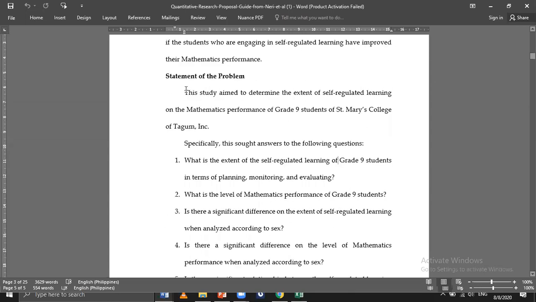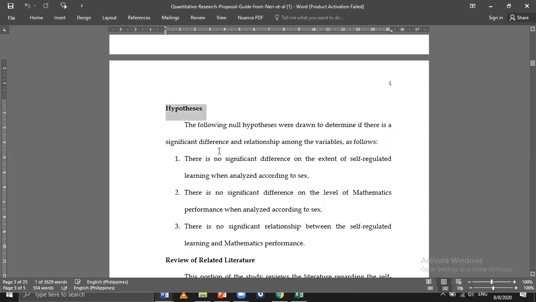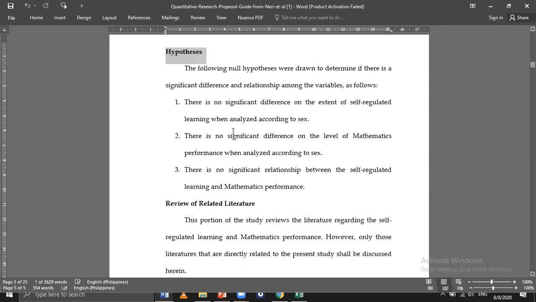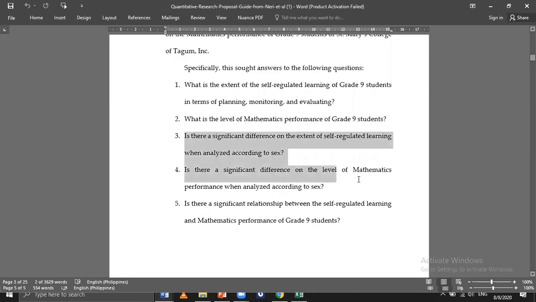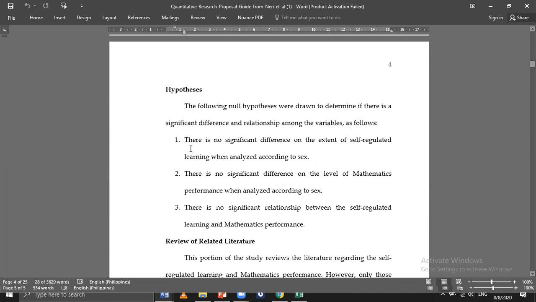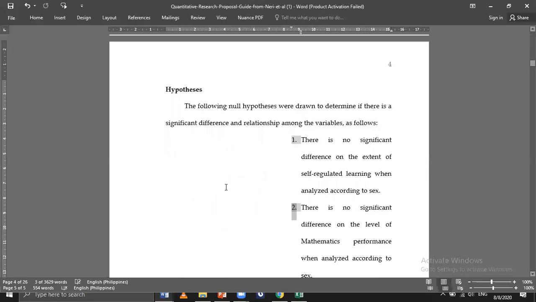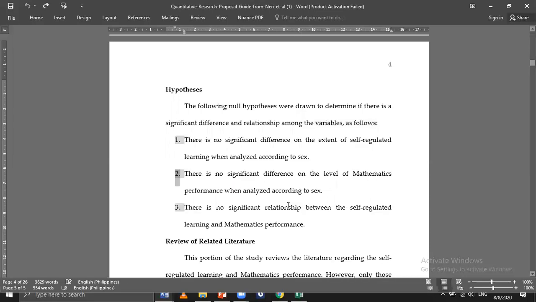Now, in the hypothesis, as per our format, we have to use the null hypothesis. When we say null hypothesis, whatever is in here, especially those, is there a significant difference? Is there a significant relationship? You are just going to say there is no significant difference, or there is no significant relationship.